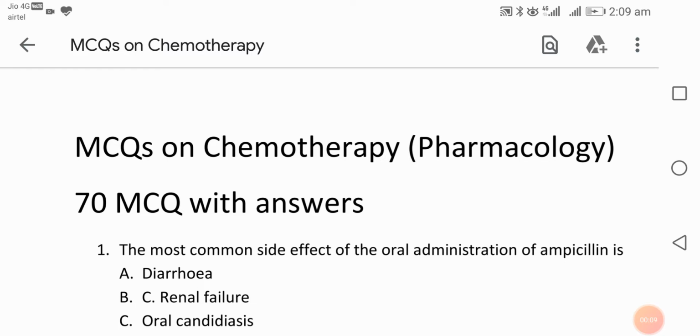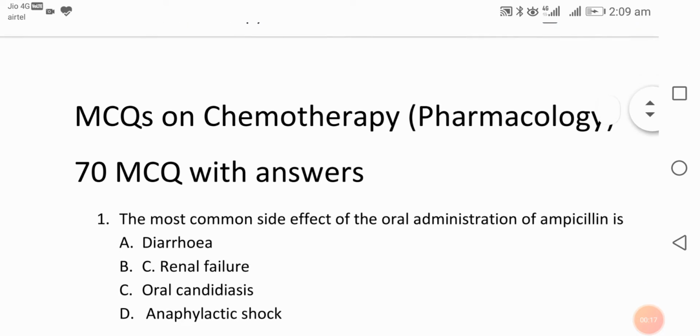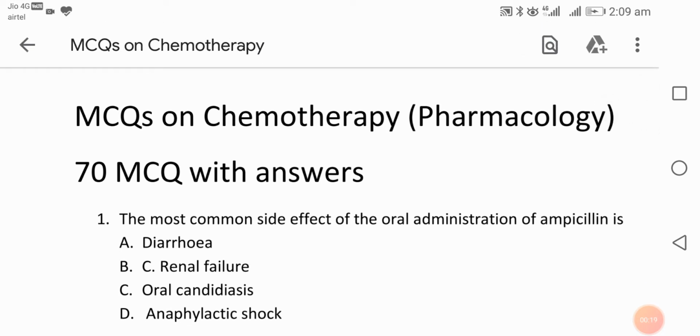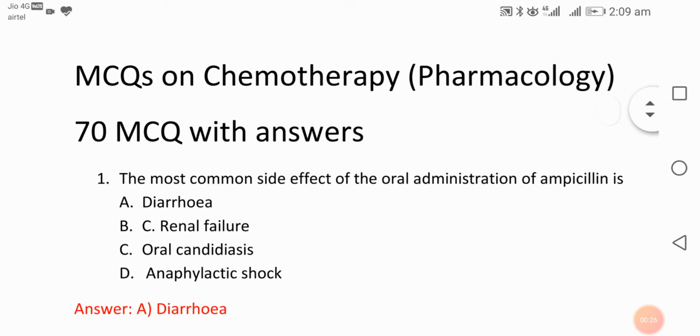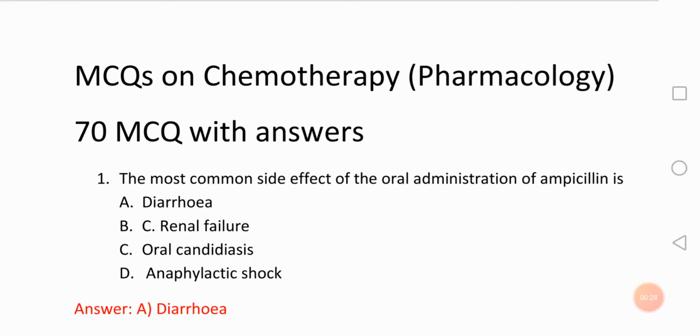The first one is: the most common side effect of oral administration of ampicillin is A. Diarrhea, B. Renal failure, C. Oral candidiasis, and D. Anaphylactic shock. And the answer is diarrhea, because incomplete absorption of ampicillin results in unabsorbed drug which irritates the lower intestine and results in diarrhea.